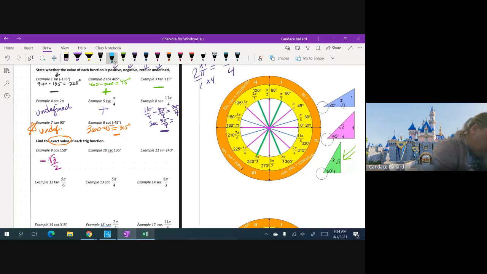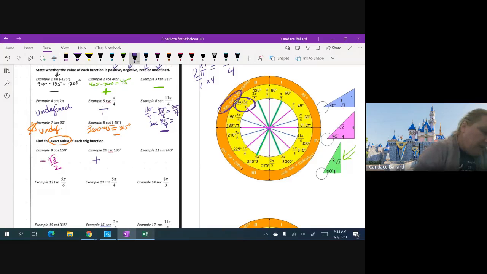So cosecant of 135. Let me use a neutral color again. 135 is here. Okay, first thing is we write down our sign. So cosecant of 135, is it positive or negative? All right, perfect. It is positive. I'm seeing a lot of positives.